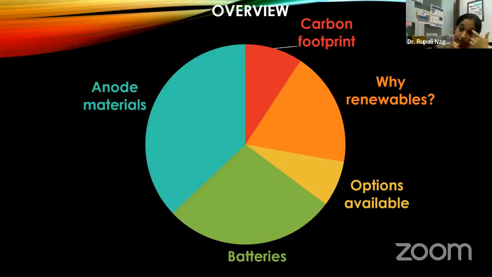So this is the overview of my talk. I'll be talking about a bit of carbon footprint, why renewables are required, what are the other options available to us, then starting with the batteries, and then speaking more on the anode materials.